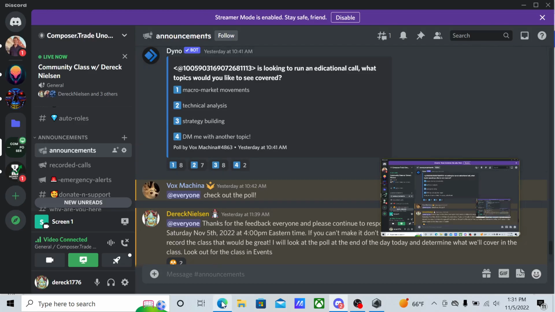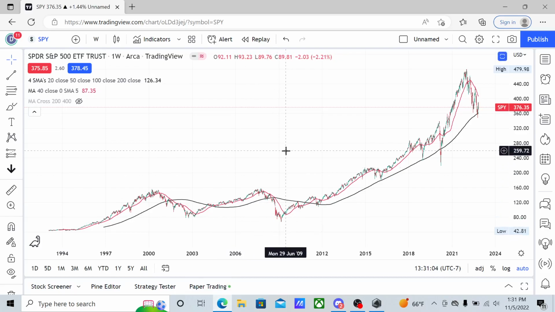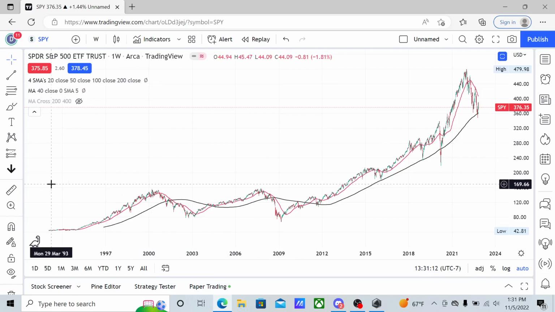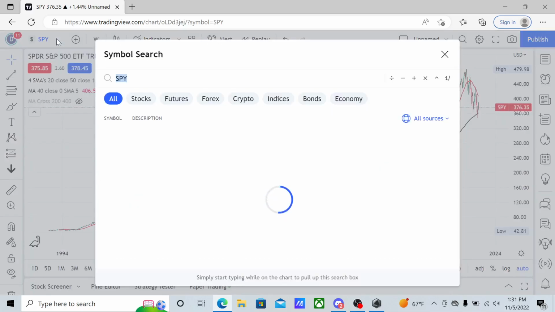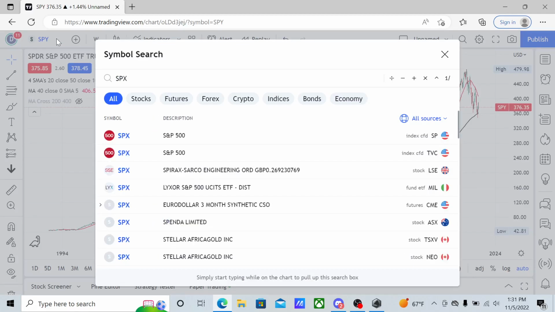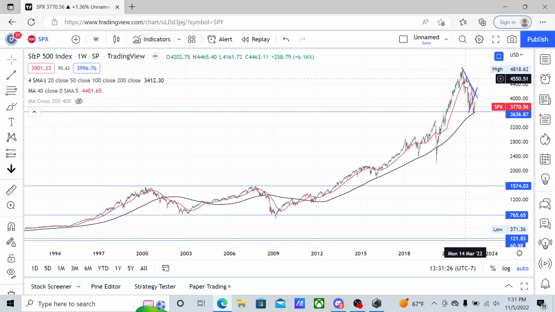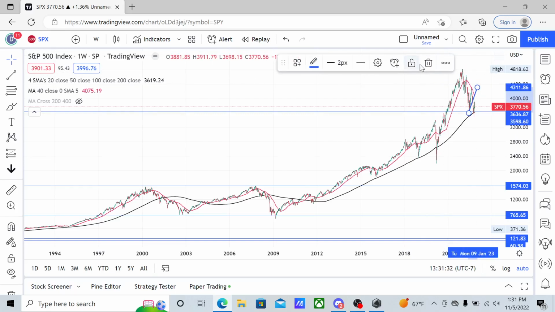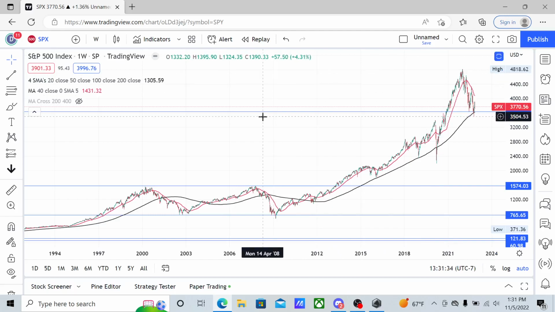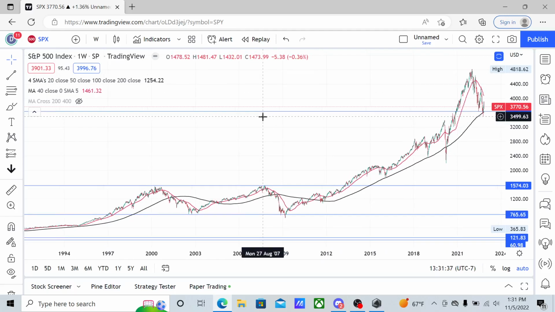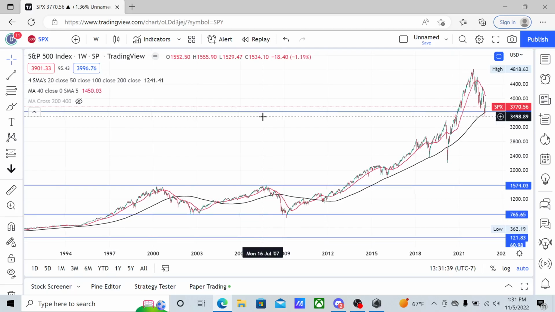So I started off with a basic weekly chart of the S&P 500, at least for the SPY ETF, dating back to about 1993. Actually, what we can do is pull up the actual S&P 500 index and look at that. Let me get rid of these trend lines here. Okay, so when we're talking about macro market movements, this is what we're referring to.